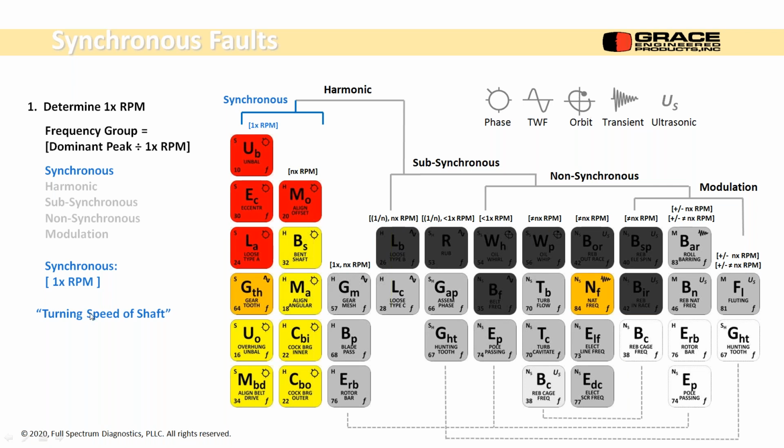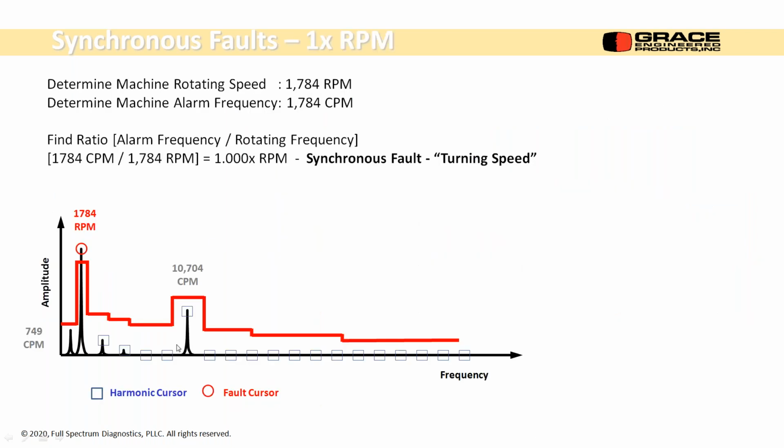So what do we do next? We look at the color, and then what do we do next? We look at what our little icon tells us to do. Okay, so there's synchronous problems, and synchronous is turning speed of the shaft. So here, in this case, 1784, we divide it by 1784, we get 1 times RPM.